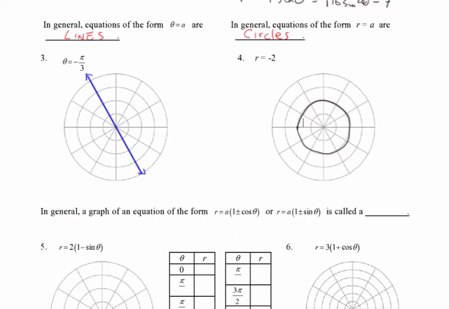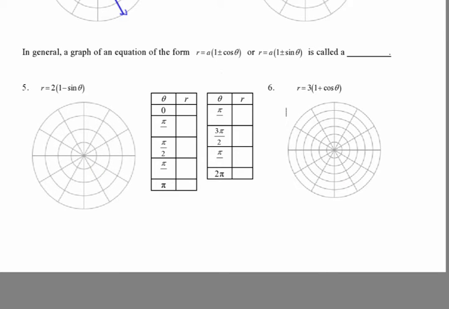Let's move our page. So now we're going to graph equations of the form r equals a times 1 plus or minus cosine theta, or r equals a times 1 plus or minus sine theta. And do you remember what that is? It's a cardioid.